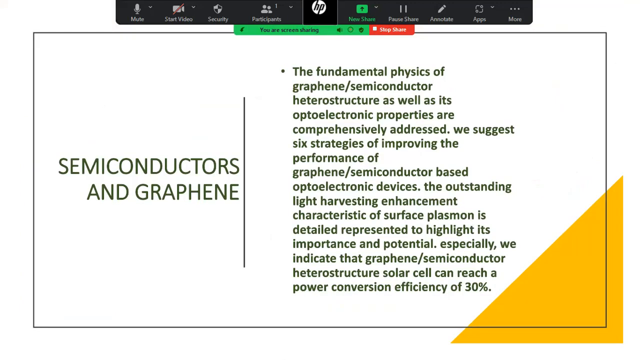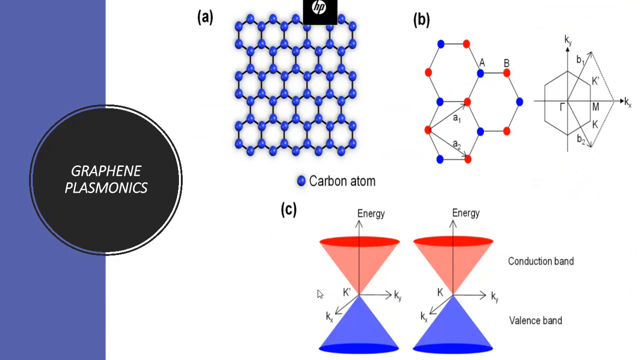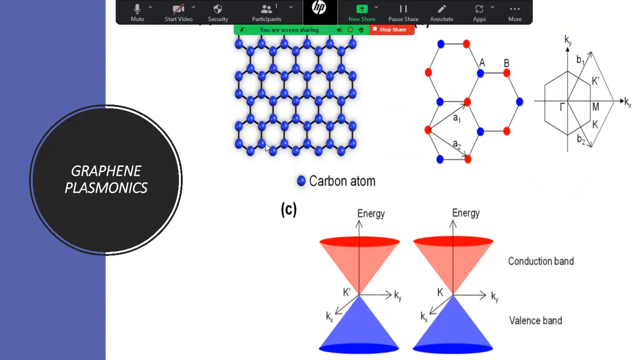Semiconductors and graphene. The fundamental physics of graphene, semiconductors, and heterostructures as well as their optoelectronic properties are comprehensively addressed, which suggests strategies for improving the performance of graphene and semiconductor-based optoelectronic devices. You can see this. Graphene plasmonics. Actually, this is the structure of graphene plasmonics. You can see. Energy is transferred into the conduction band and also the valence band.